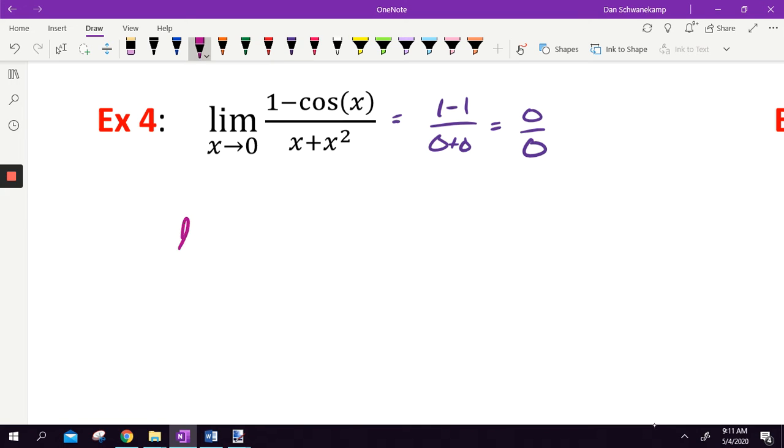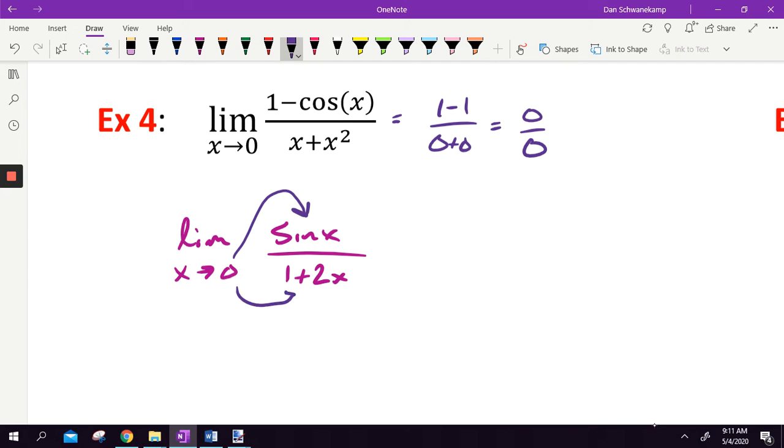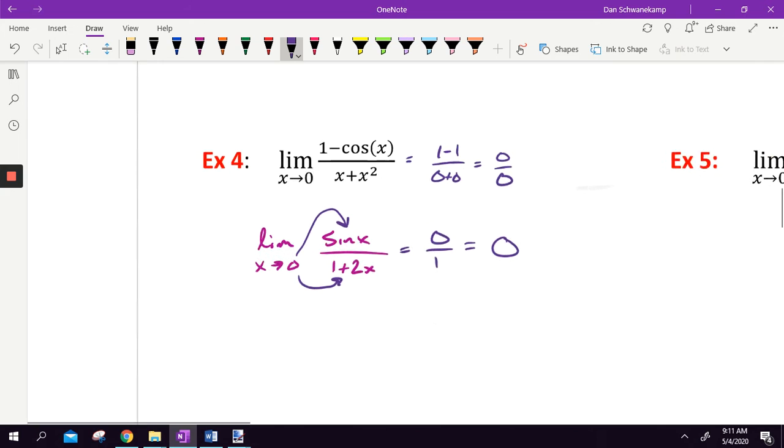So L'Hopital's rule says take the derivative of the top. The derivative of 1 is nothing. The derivative of negative cosine is sine. On bottom, I get 1 plus 2x. I'm going to plug in 0 on top and 0 on bottom. When I do sine of 0, that is 0. On bottom, I get 1. 0 over 1 gets me 0. That is my limit on 4.